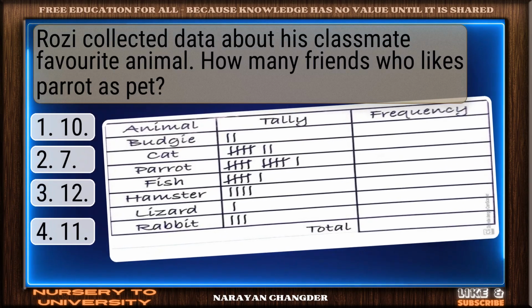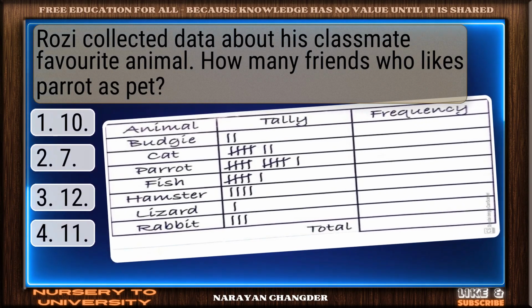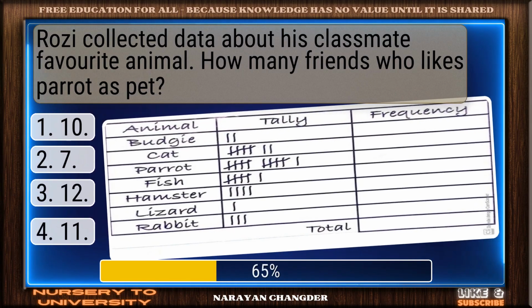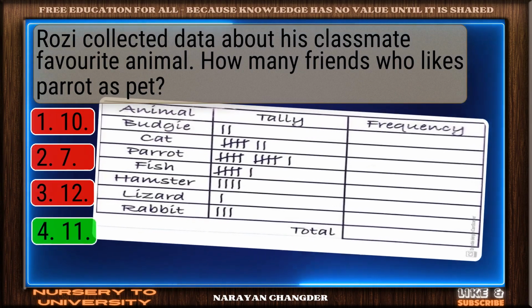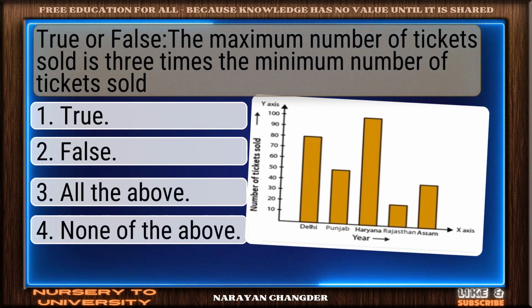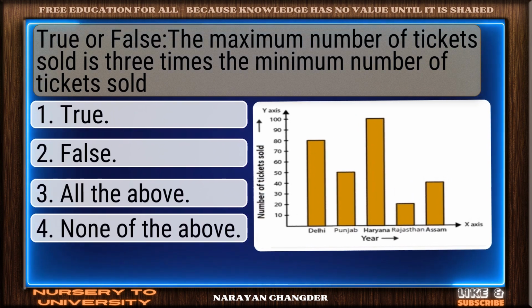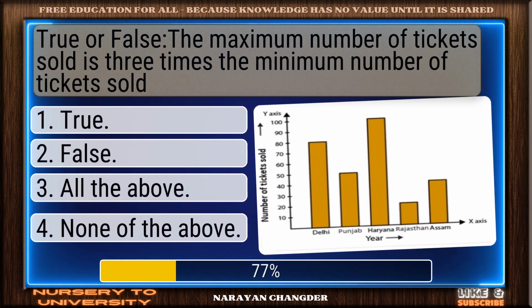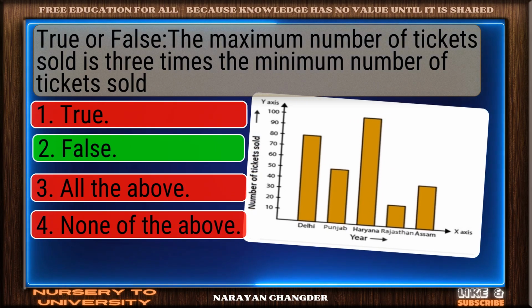Rosie collected data about his classmates' favorite animal. How many friends like parrot as a pet? Great thinking. 11 is the right choice. True or false? The maximum number of tickets sold is 3 times the minimum number of tickets sold. Excellent. False is a brilliant choice.